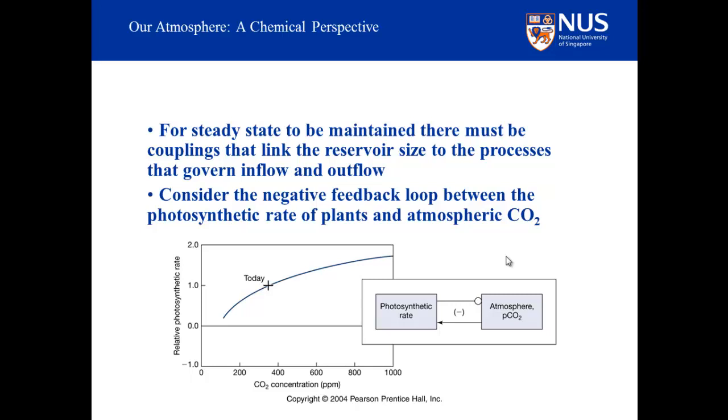Note that negative feedback loops occur when the loop contains an odd number of negative couplings. Negative couplings are those where an increase in one component leads to a decrease in another. Here, the link between photosynthetic rate and atmospheric carbon dioxide is a negative coupling, because an increase in photosynthetic rate leads to a decrease in atmospheric carbon dioxide, and vice versa.